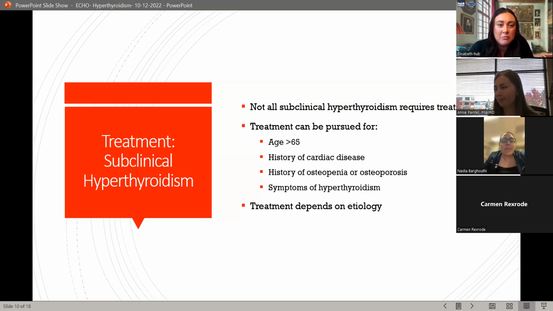So for treatment for subclinical hyperthyroidism, not everyone with subclinical needs treatment. Remember, that's where we said the TSH is low, but the T4 and T3 are normal. But you can do treatment if they're older, like age over 65, have cardiac disease like atrial fibrillation, or a history of osteopenia or osteoporosis, because that can increase their risk of fractures and wear away at their bones, or if they have symptoms of hyperthyroidism and it's really bothering them. The treatment will depend on the etiology, and the treatments are the same as for overt hyperthyroidism.